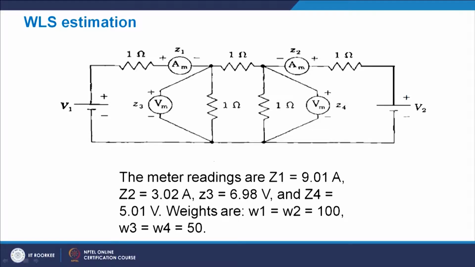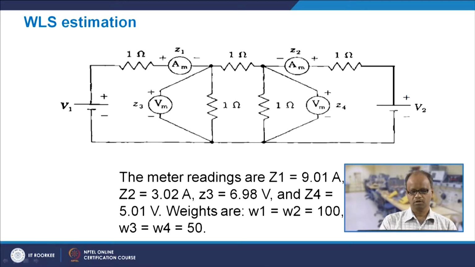Let us say that we have a circuit, and this is the circuit. Everything here is basically 1 ohm, and we have two voltage sources V1 and V2, and we have put 4 meters. There are 2 ammeters, Z1 and Z2. This is our first measurement, this is our second measurement, and there are also 2 voltmeters, this is Z3, this is Z4. Essentially we are trying to measure the current flow in this branch, the voltage across this branch, or essentially the voltage at this point, because this particular point is taken as the reference point, and we are also measuring the voltage at this node with respect to the reference.